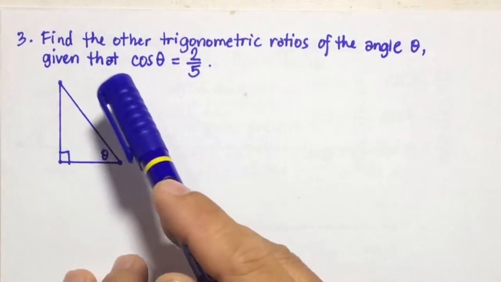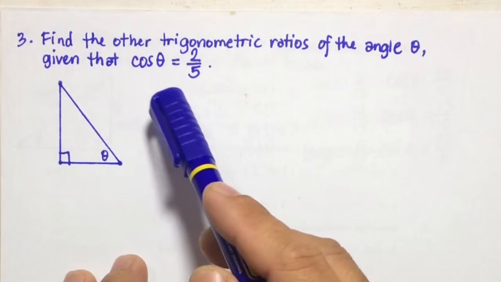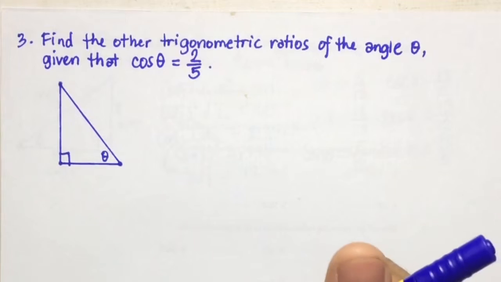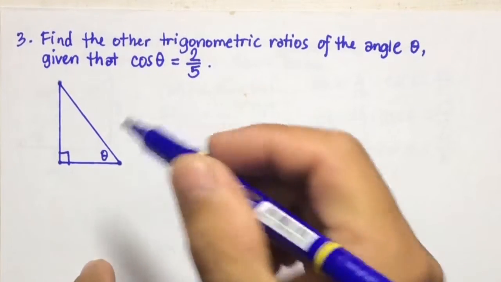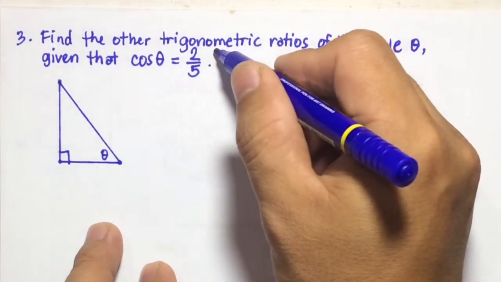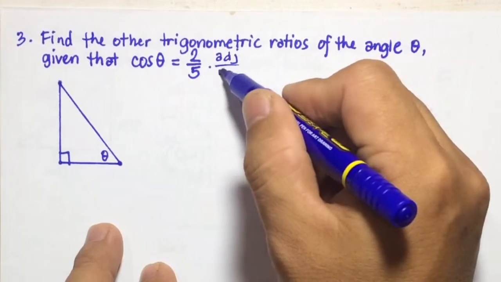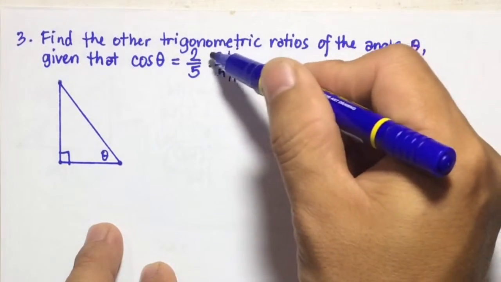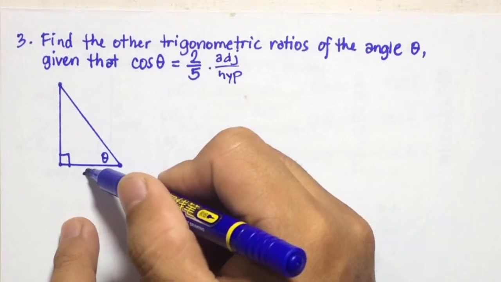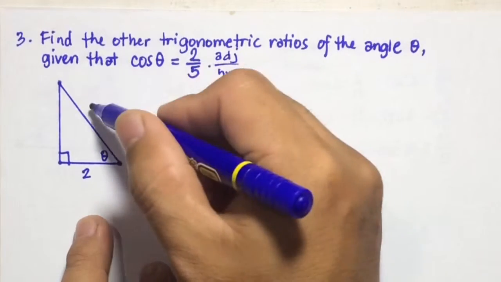Number 3. Find other trigonometric ratios of the angle theta, given that cosine of theta equals 2 over 5. So in this figure here, we have here theta. Cosine of theta is adjacent over hypotenuse, meaning the adjacent side here is equivalent to 2. So this is 2 here. Then the hypotenuse is 5. This is 5 here.